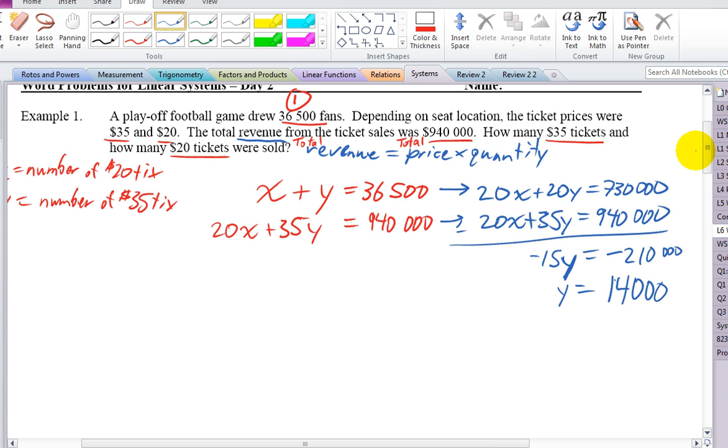You could do elimination again. Michaela? Just a question. Where did you get the 730,000? What we do is we multiply this entire equation by 20. So each term is multiplied. Okay?